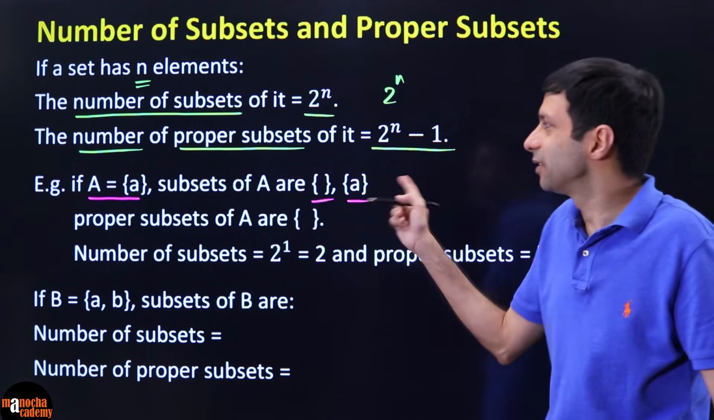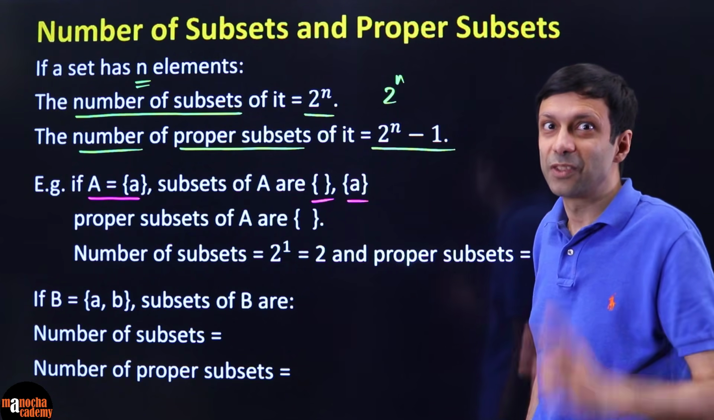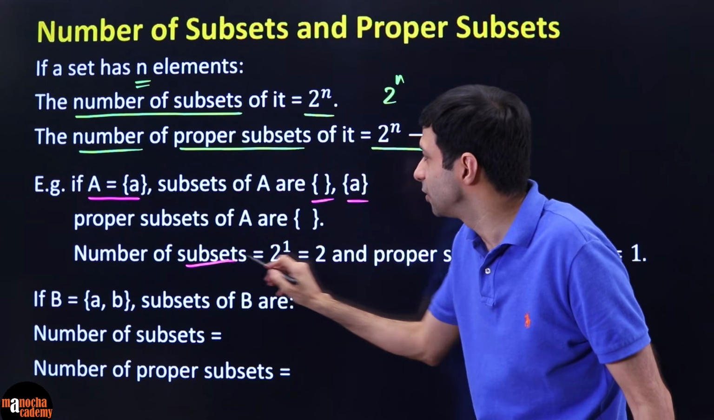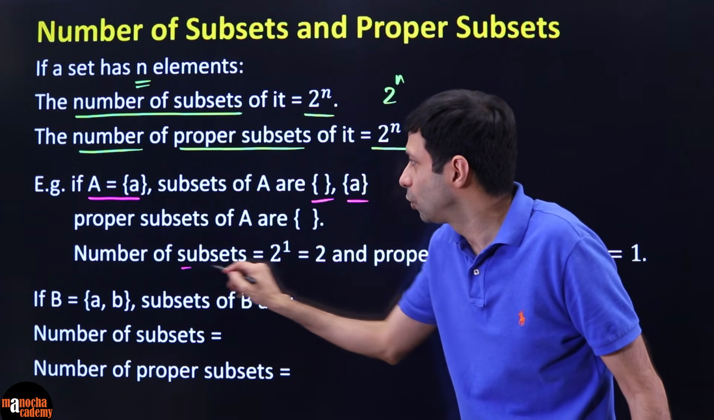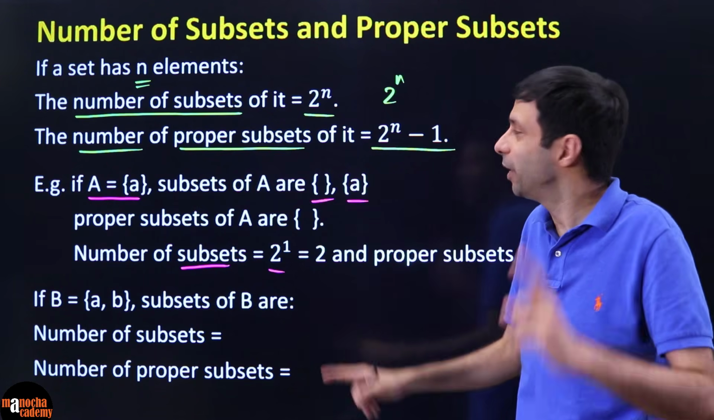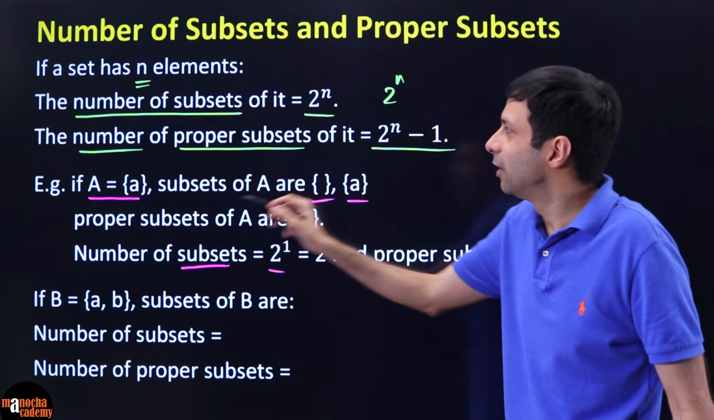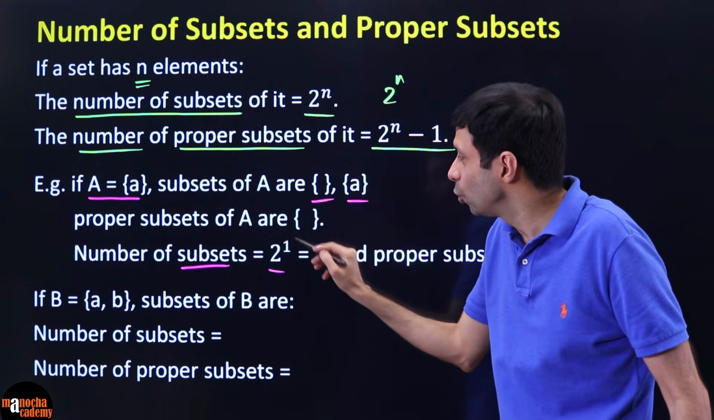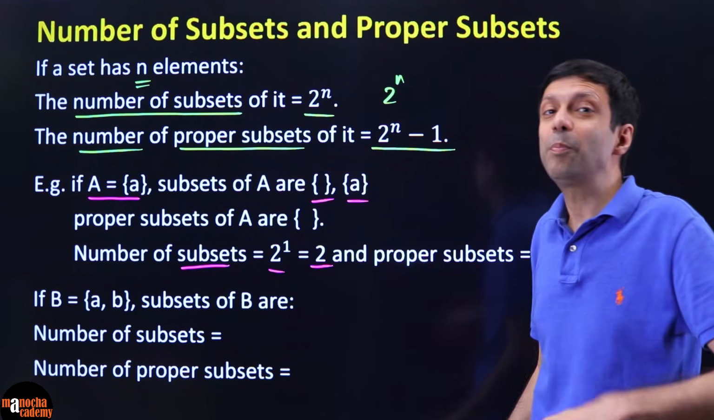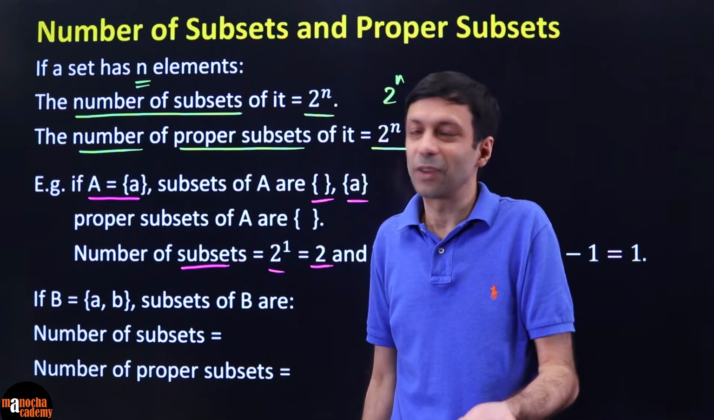So how many subsets do we have here? 2. And you can see that the number of subsets is 2 to the power 1, because A has one element. 2 to the power n is the formula. A has only one element in it, so 2 to the power 1 is 2. You can see we have two subsets. Now how many proper subsets are there of this set A?